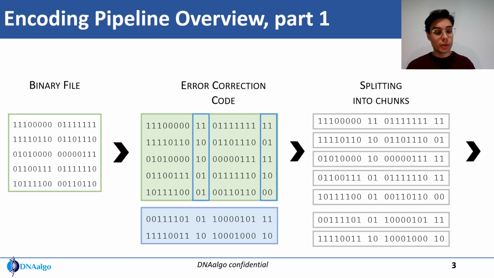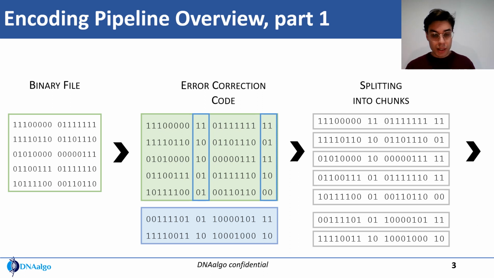First, an error correction code is used. An error correction code will append extra data to our information so that the information can be recovered even when the data is slightly corrupted. In this slide, the extra information is highlighted in blue.